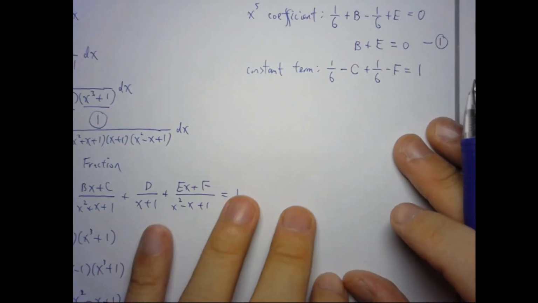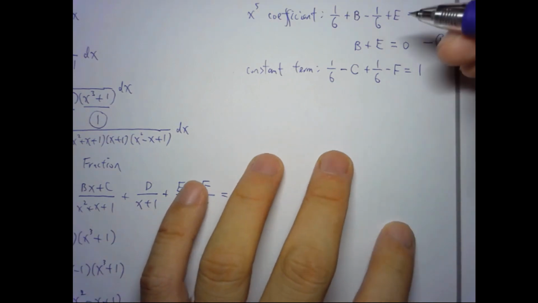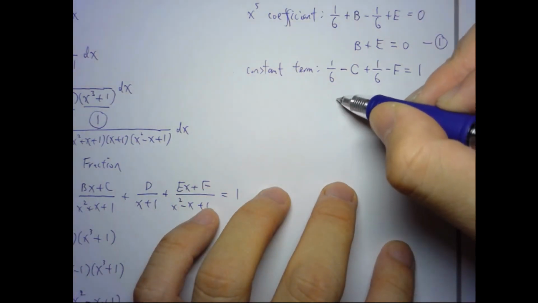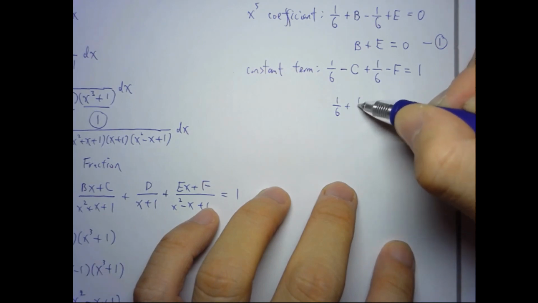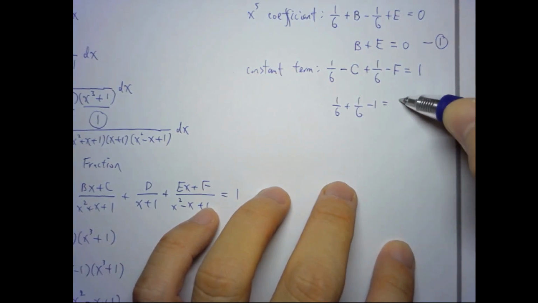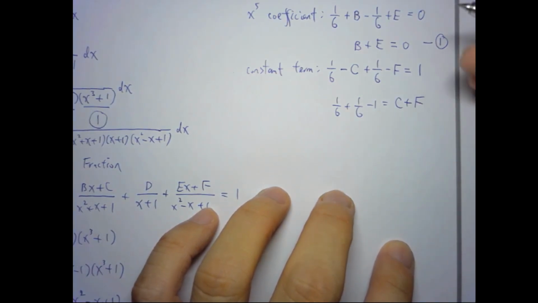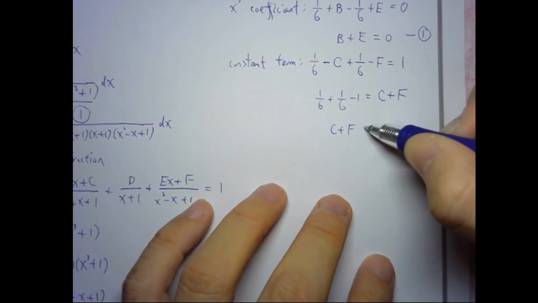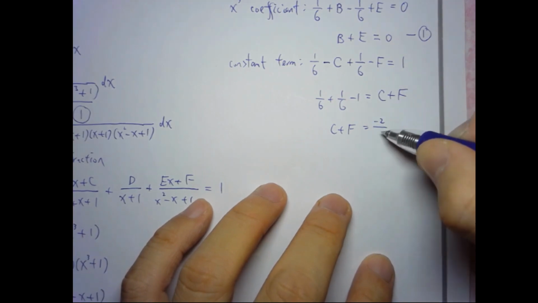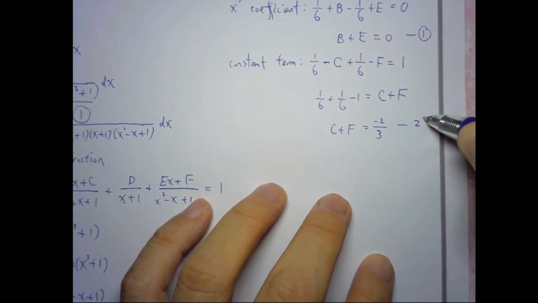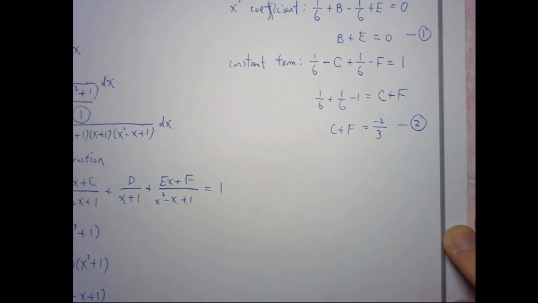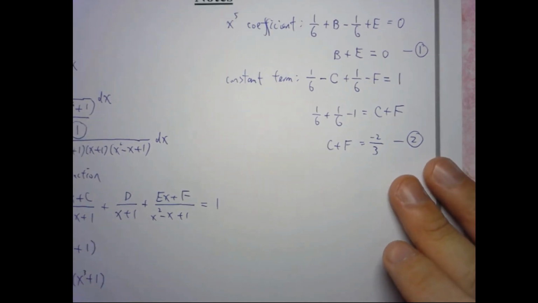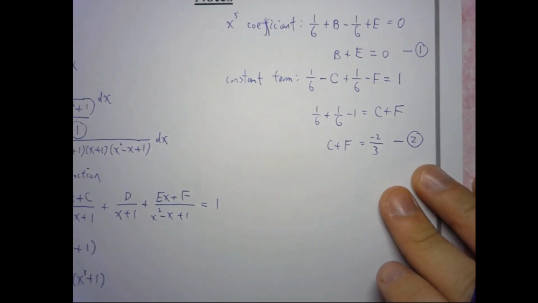Okay, so we can simplify this expression. I will move the 1 to the left hand side, and then c plus f on the right hand side. So I can say c plus f is equal to negative 2 over 3. So I call this the second equation. Okay, let's move on. And now we have to compare the other coefficient.